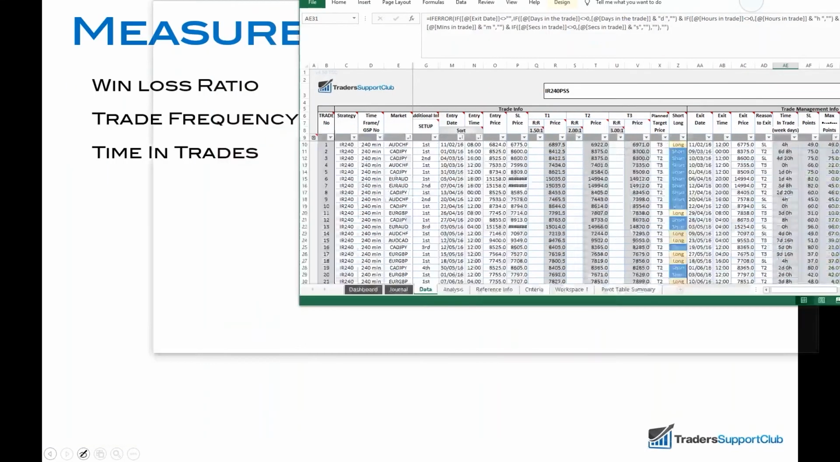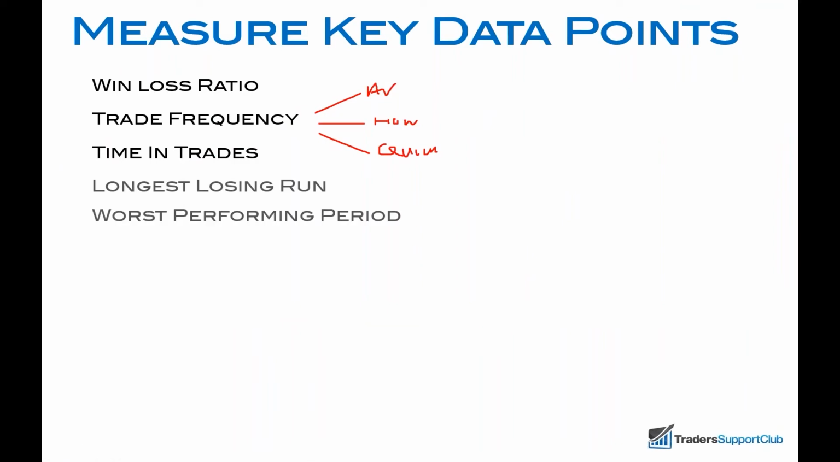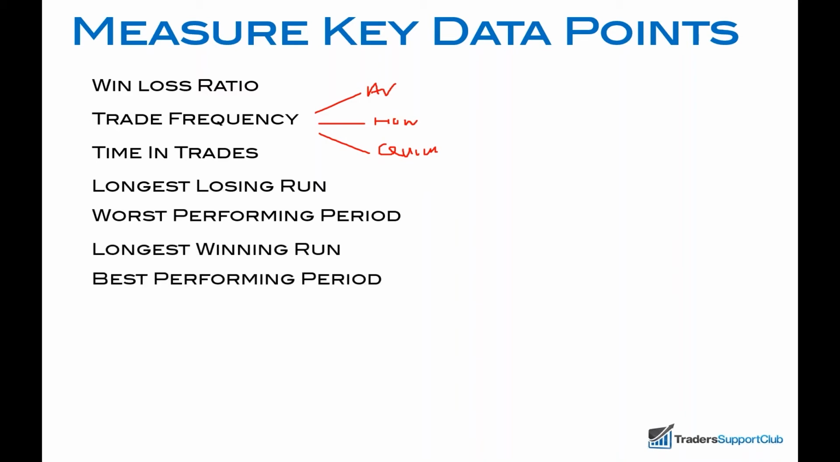So for me, it's very important that you log the time, whether it's hours or days, that you spend in a trade. Then 2 really important pieces of information: longest losing run and worst performing period. And these are about expectations. And I'm going to bring in the other one here as well. So longest losing run, worst performing period, longest winning run, best performing period.